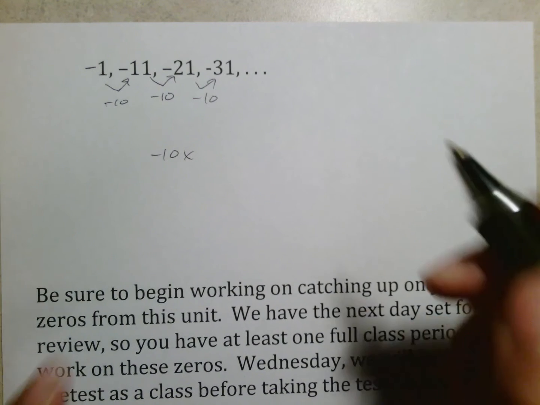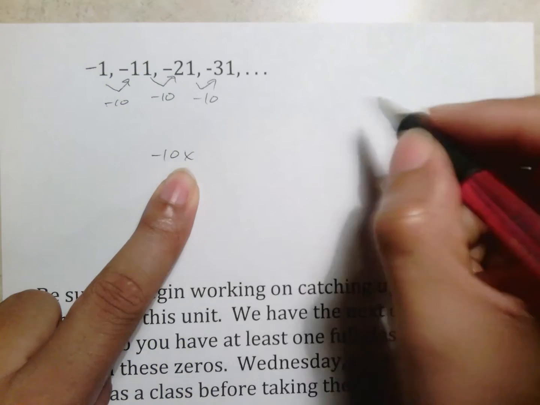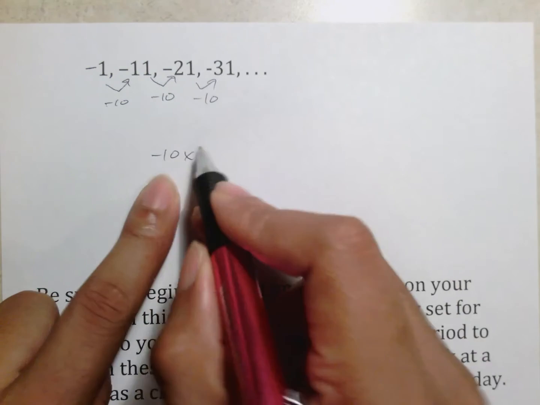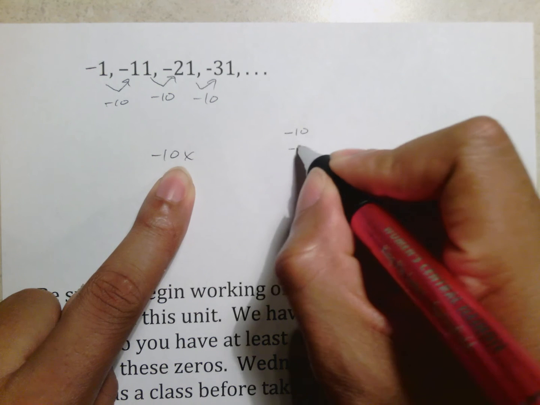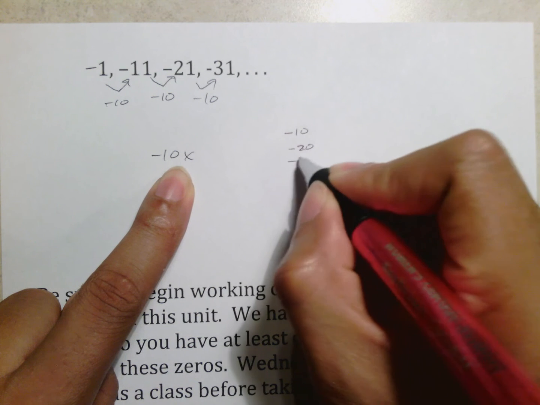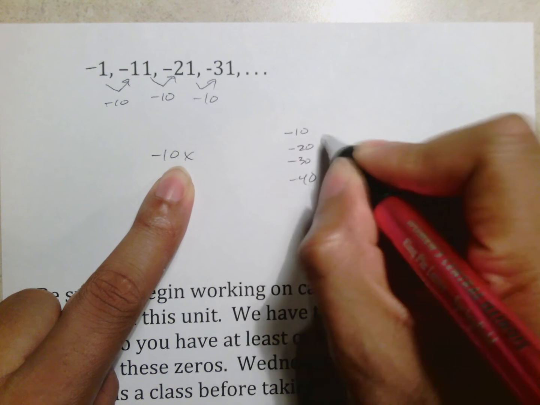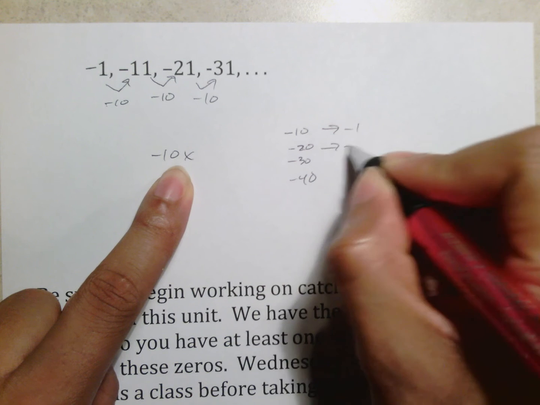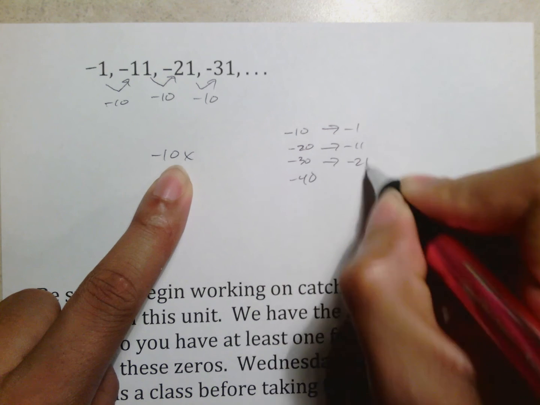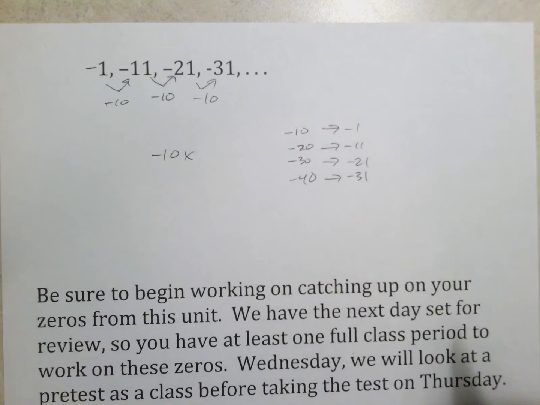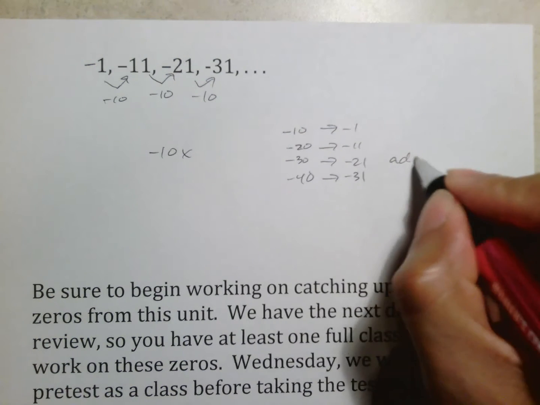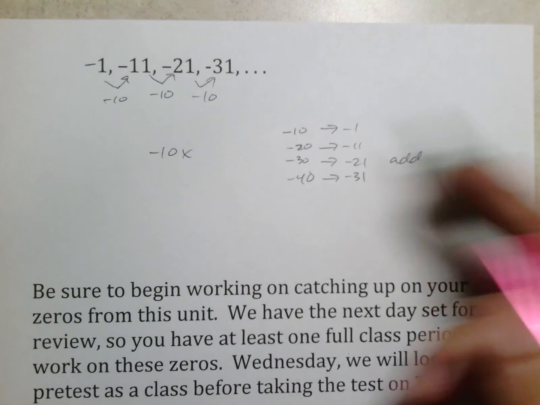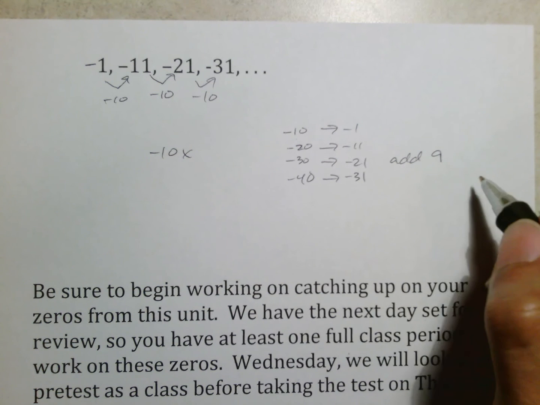The next thing I do is list what should be there, and based off of the first, second, third, and fourth, if this was a series, it should be -10, -20, -30, -40. Instead, I have -1, -11, -21, and -31. Again, this is getting bigger from -10 to -1, which means I definitely know I'm adding.